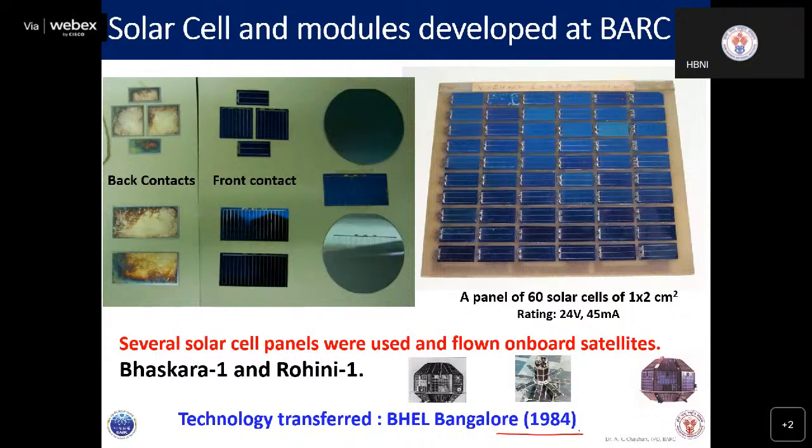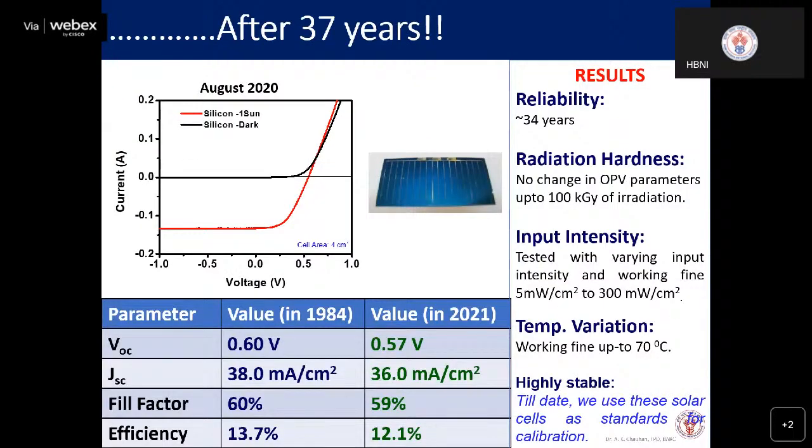And the technology was transferred in 1984 to Bangalore. We have also developed it in BARC. See, all these solar cells are working. After so many years, 37 years, the same solar cells, there are several such solar cells available with us. So if I try to test the reliability of those solar cells, because they have been used in space applications, reliability is very, very important. This should work for a longer period of time.